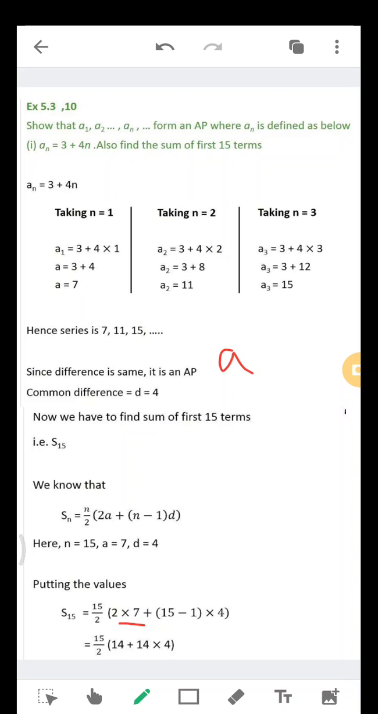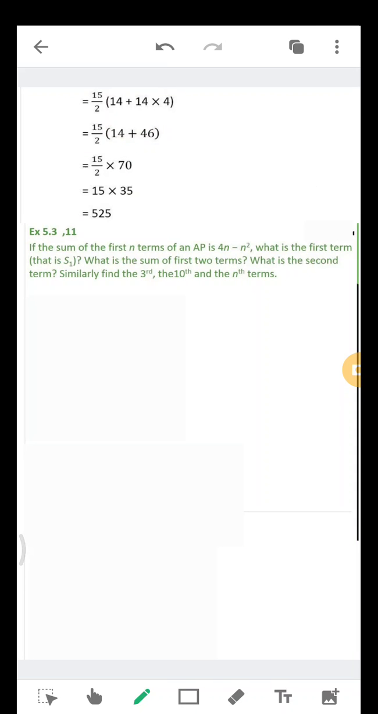Your a value is nothing but the first term, and d is the common difference: 11 minus 7, or 15 minus 11. Any way you can find the common difference. So we are putting all the values in the formula. S15 is 15 by 2 into (2a, 2 into 7, plus n minus 1, that is 15 minus 1, into d, which is 4). Putting all the values and simplifying, you get the value of S15 as 525. So this is the method of finding the sum of the series when the nth term is given.